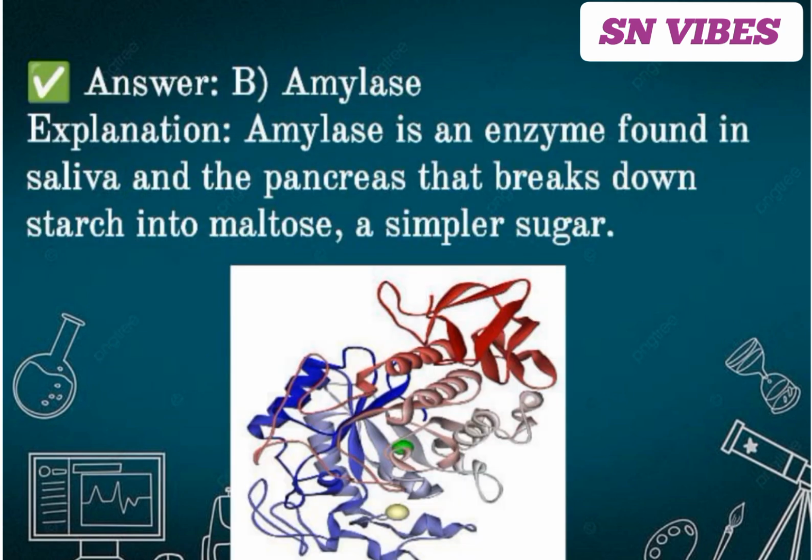So amylase is a type of enzyme which is found in the saliva. The salivary glands produce this type of amylase, which later also functions in the pancreas to break down the starch, or carbohydrate. Starch is a type of carbohydrate, right? So amylase helps in the breakdown of the starch into the maltose, a simpler sugar. Starch is a larger molecule, but maltose is a simpler sugar. So starch is broken down into the maltose with the help of amylase, an enzyme which is secreted in the saliva.